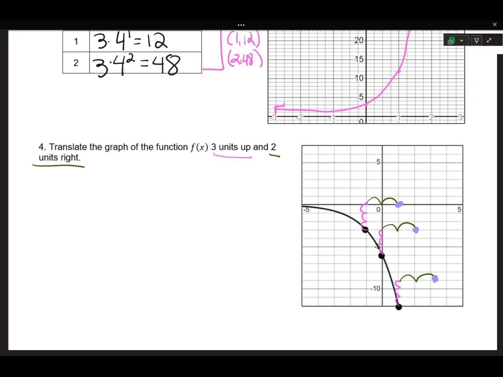Remember, if we're flattening out at 0 and we're moving up 3 spots, you want to make sure you're flattening out at 3. Our asymptotes move up and down with our function.